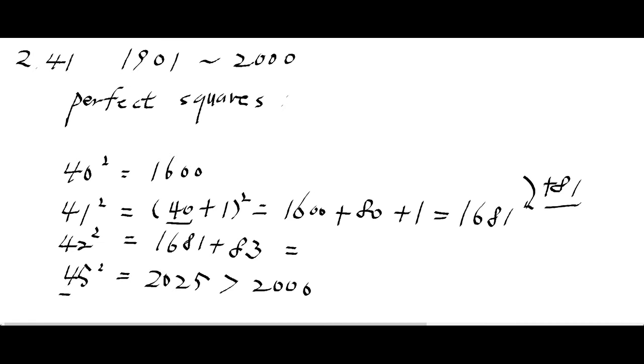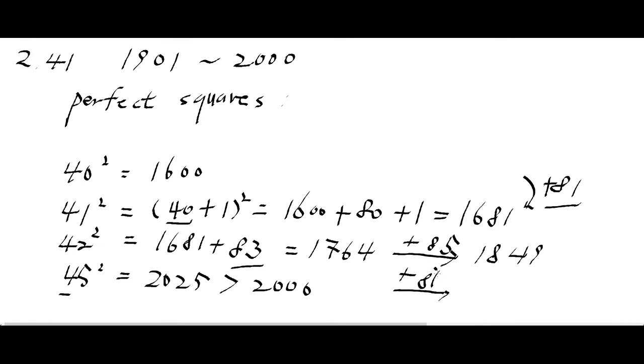So you will get 1764. Understand? To get the next one, you just add the 85. This is the idea. So what is it? 1849. Oh, still less than 1901. To get the next one, you just add again, 87, which gives 1936. This is good.